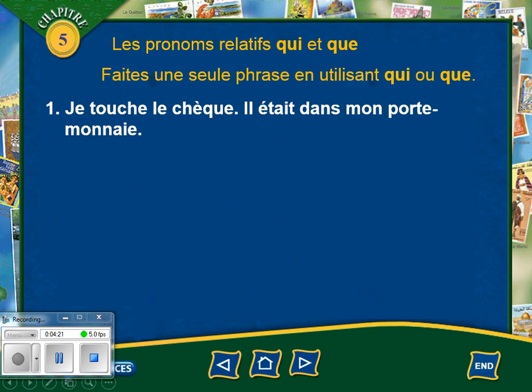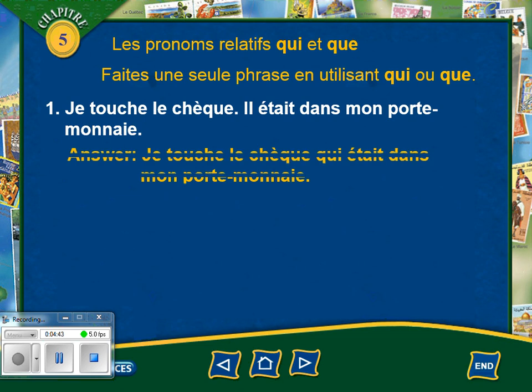Je touche le chèque. I'm cashing the check. Il était dans mon porte-monnaie. It is in my wallet. We want to combine these two sentences using either qui or que. How are you going to do that? I'm cashing the check that is in my wallet. Can you guess? Well, let's take a look. If you use qui, you're going to replace the subject of the second sentence, il, and then follow it with the verb, était. I'm cashing the check that was in my wallet. Let's try another one.